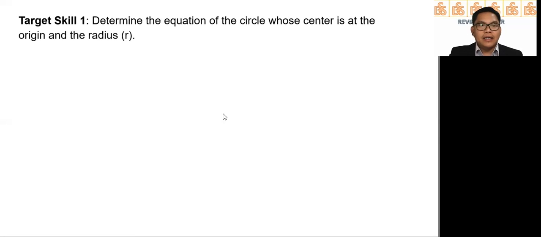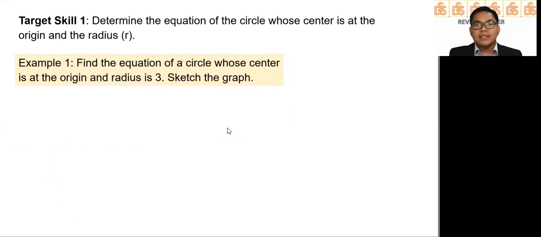So let's try this particular example. However, before we do that, make sure that at the end of this video, you will be able to determine the equation of the circle whose center is at the origin and the radius, and of course, be able to sketch the graph. Let's observe example number one. Find the equation of a circle whose center is at the origin and radius is 3. And then sketch the graph.